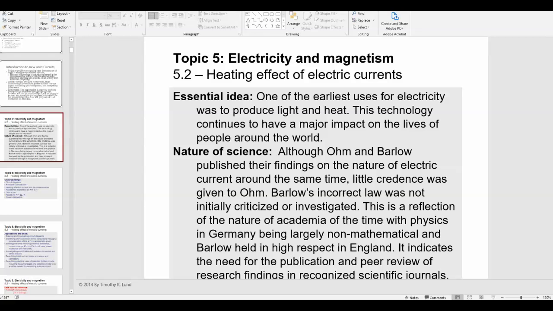Okay, so in this video we're going to start talking about electric circuits. This unit over circuits is going to include topic 5.2 and 5.3, and so we're going to start with 5.2, which is technically called heating effect of electric circuit, or electric currents, but it's really mainly about circuits.